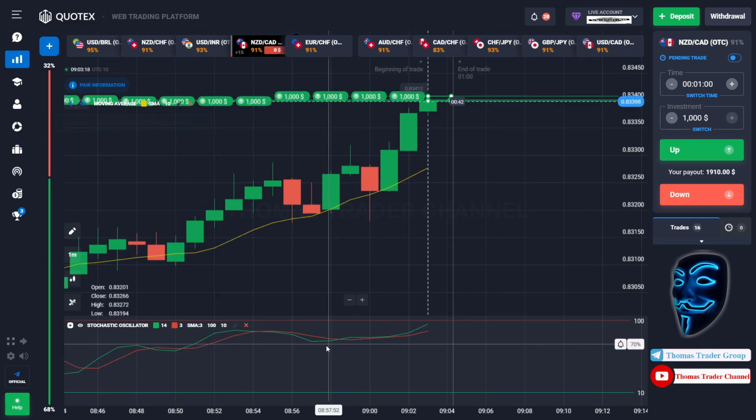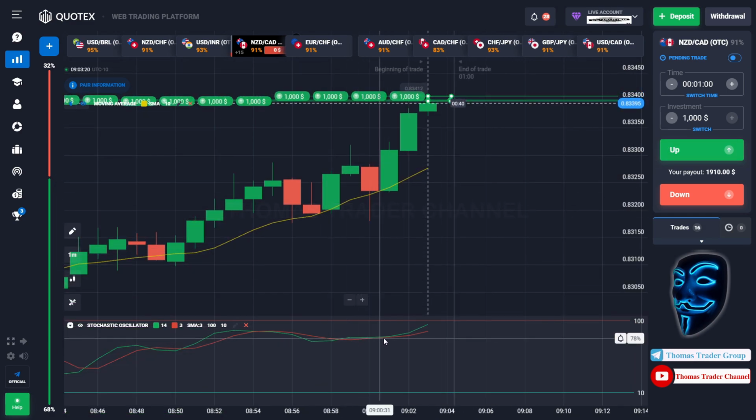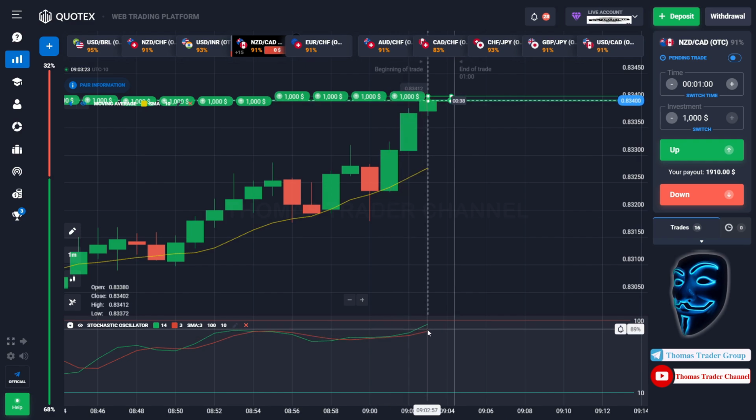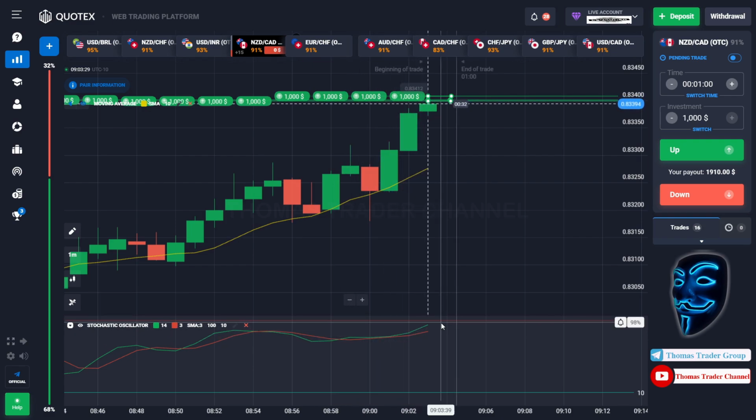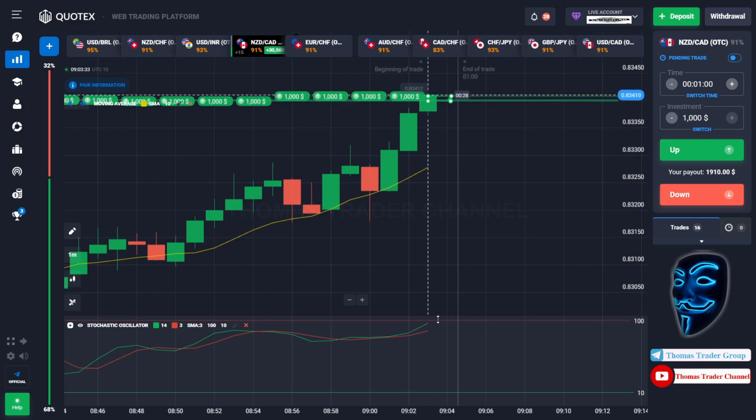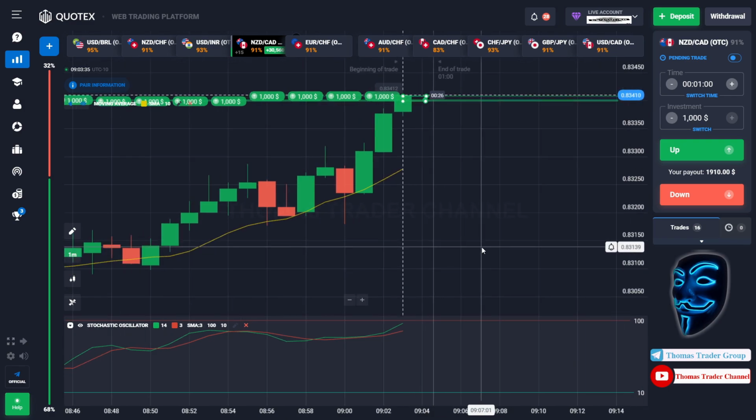As you can see, the stochastic oscillator is facing bullish trend. I'm sure that the market will still continue the bullish trend, and it will find the overbought area over here before it makes a rebound. Let's prove it and let's wait till the end of our trade.